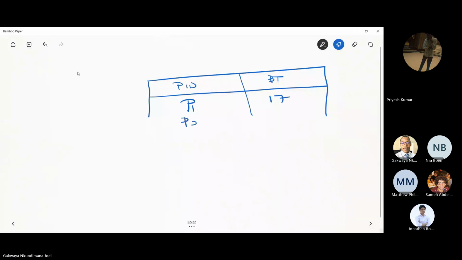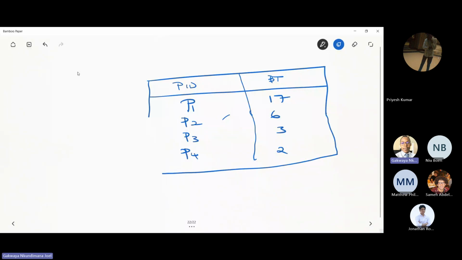And the P2, you are given 6. P3, you are given 3. And P4, you are given 2. So you are told to create a completion time from this. Can you find the completion time for these processes? Find the completion time. Right? You can calculate the completion time, right?